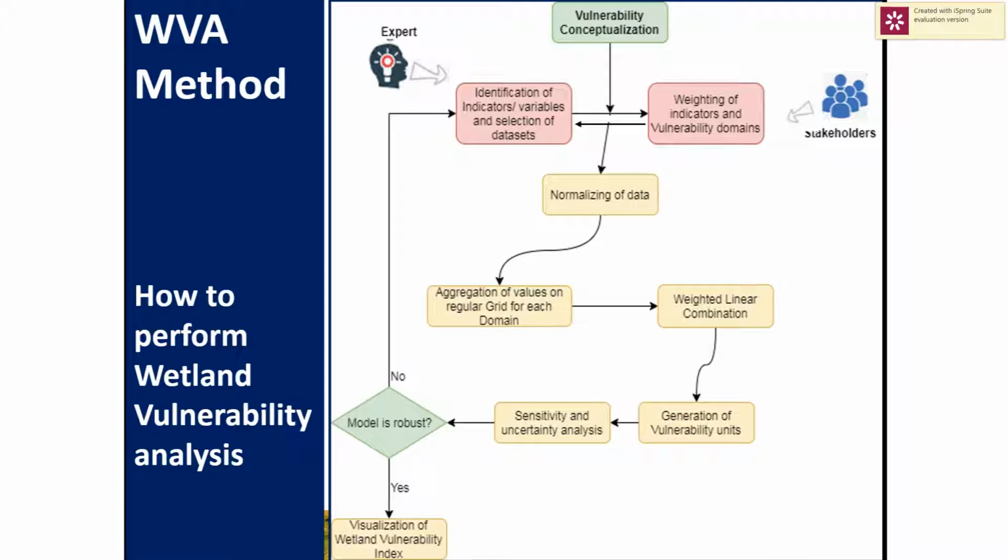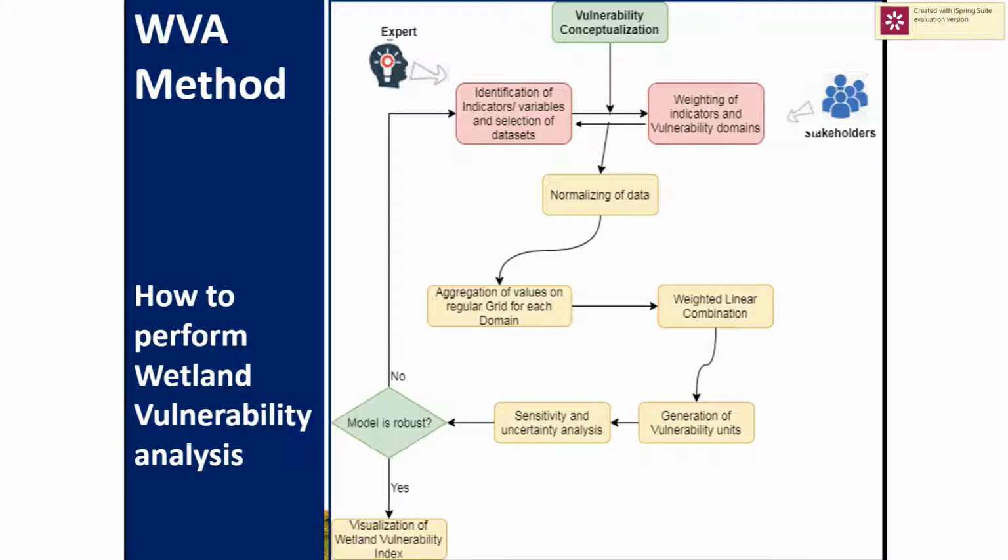And if they are satisfied, then they can visualize the final wetland vulnerability index map. But if they're not, then they go back, and for the purposes of generating a credible, acceptable map, they will have to identify either more datasets or drop some datasets. They also go back in the loop and generate the weights that are meant to be assigned to these datasets differently.